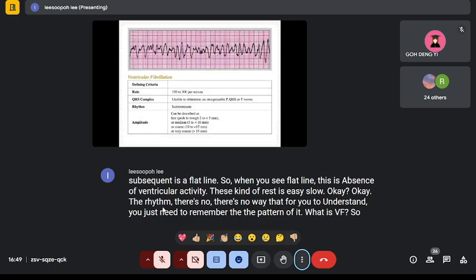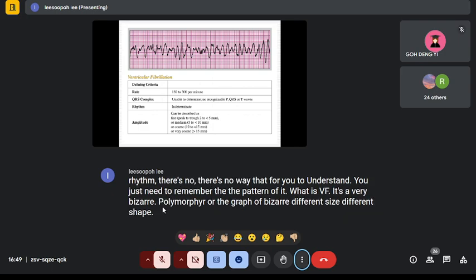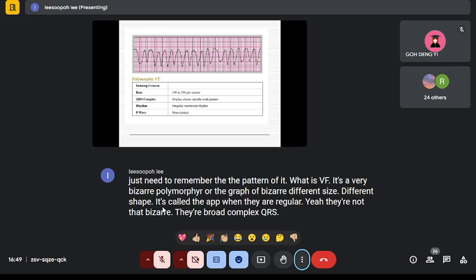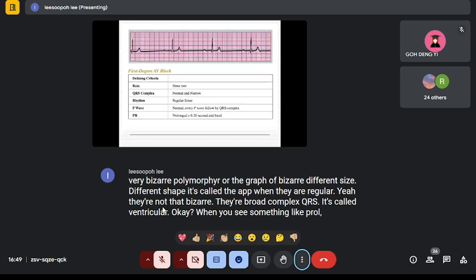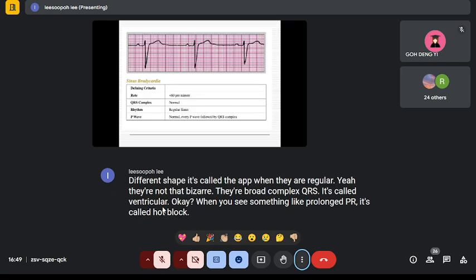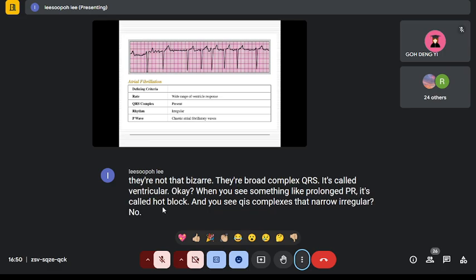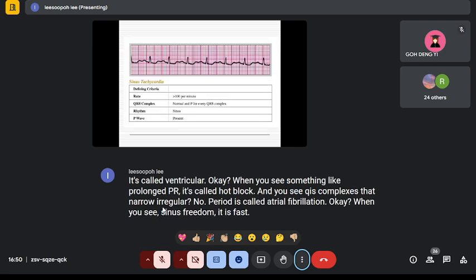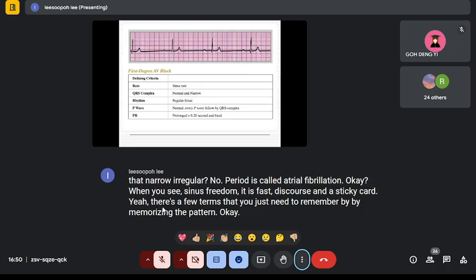What is VF? It's a very bizarre polymorphic rhythm. All the graphs are bizarre, different size, different shape. This is called VF. When they are regular and not that bizarre, they are broad complex QRS. This is called ventricular tachycardia. When you see something like a prolonged PR, it's called heart block. When you see narrow QRS complexes, irregular, with no P wave, it's called atrial fibrillation. When you see sinus rhythm that is fast, it's called sinus tachycardia. There are a few terms that you just need to remember by memorizing the pattern. That is for the rhythm.